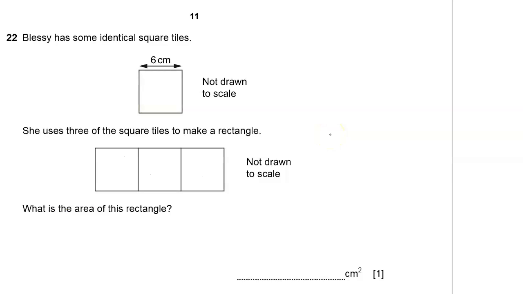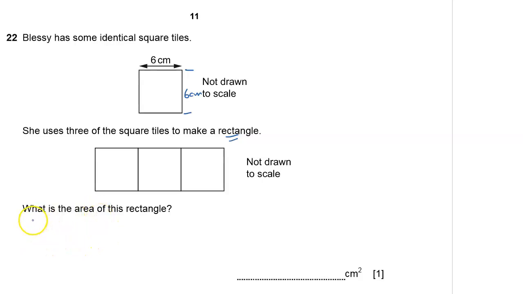Number 22. Blessy has some identical squares. A square has got same sides. So if this side is 6 centimeters, also this side over here is also 6 centimeters. She uses 3 of the square tiles to make a rectangle. Of course, 3 of them. Of course, not drawn to scale. What is the area of this rectangle?